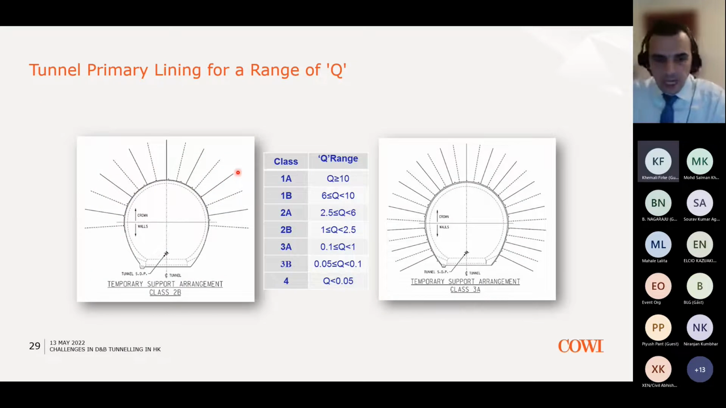So we use that system to come up with an initial support for our tunnels, and I'll just give an example here. We came up with different support classes, and each of these support classes would have different ranges of that Q value. And here you can see what the support requirements are for class 2B, which is a Q ranging between 1 and 2.5, and then class 3A. So two adjoining support classes, and you can see how much different the support requirements are. And then you can imagine how much more different the support requirements would be if you compare class 1A to 4.